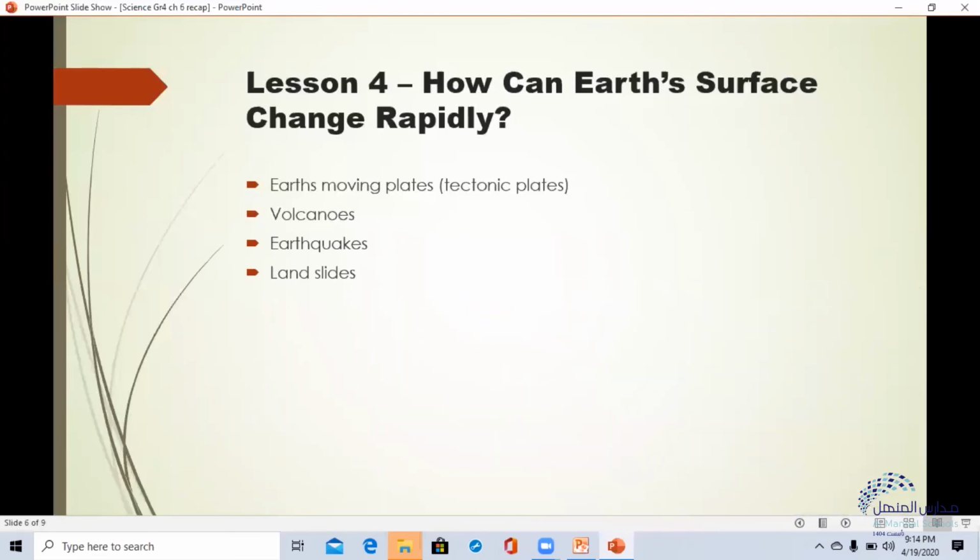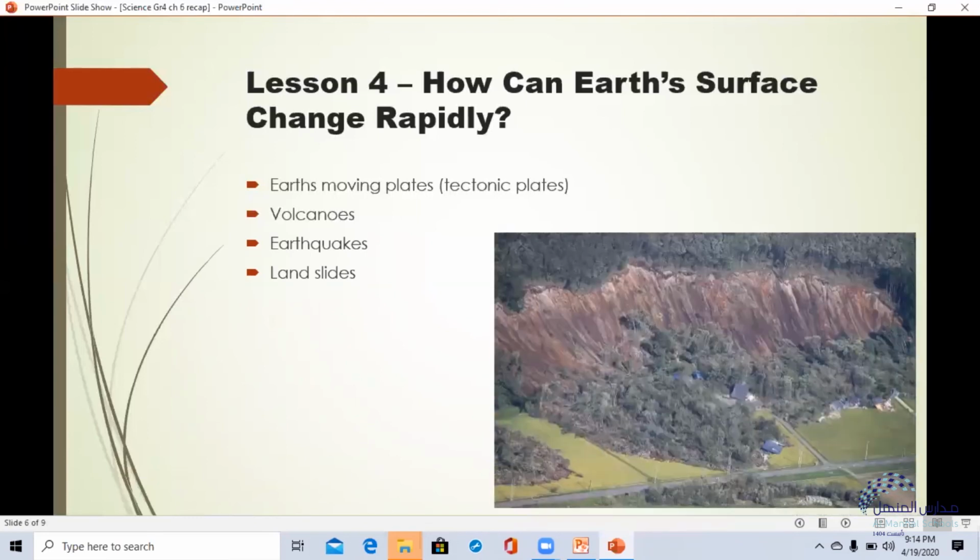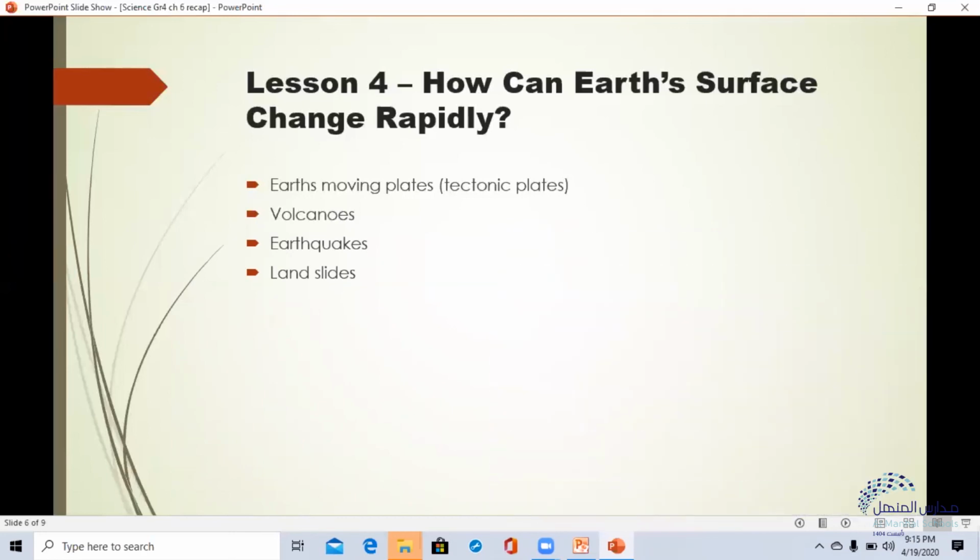Then you get landslides. Landslides is where you get loose soil on a steep hill. That loose soil gets loosened even more by rain, and that rain seeps through the loose soil and then causes it to slide down, sometimes causing much damage.